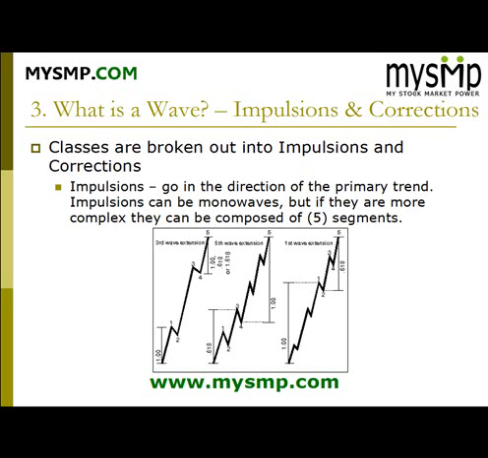So if you look in this graph, the first image is of a third wave extension. And you can see here the third wave is the longest wave. Here you see a fifth wave extension, where the fifth wave is the longest. And lastly, you see the first wave extension, where the first wave is the longest.